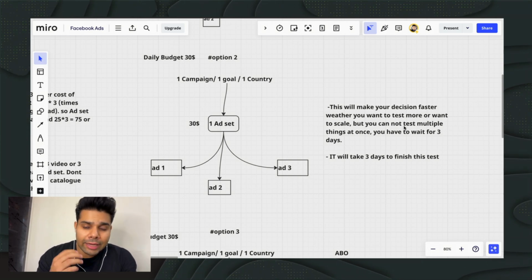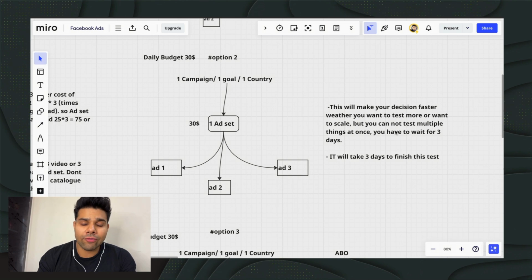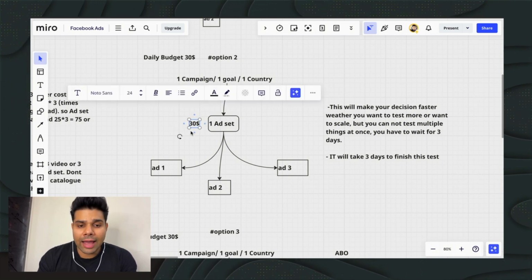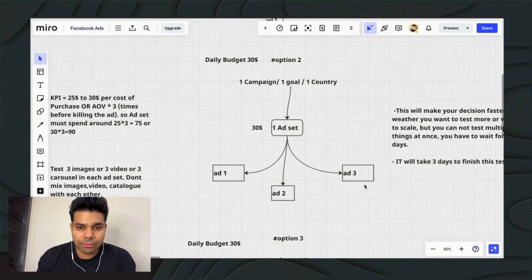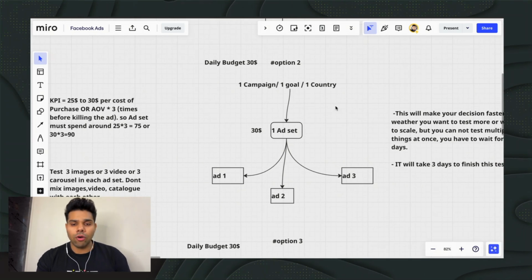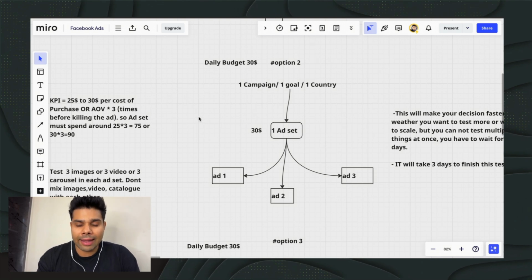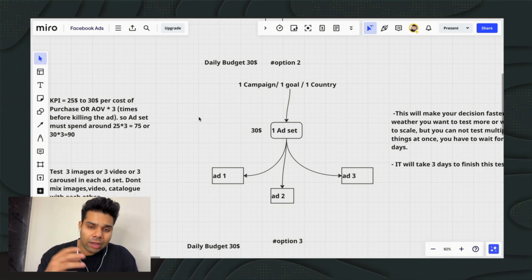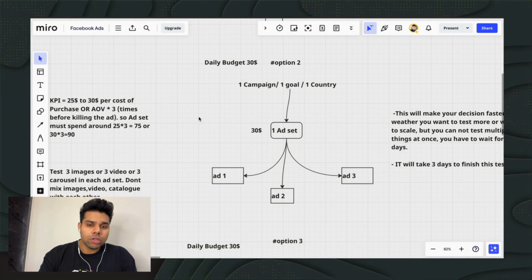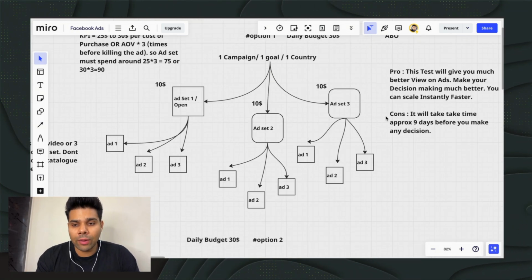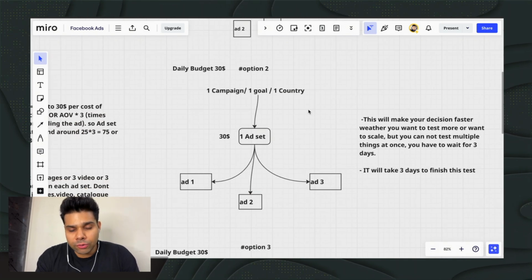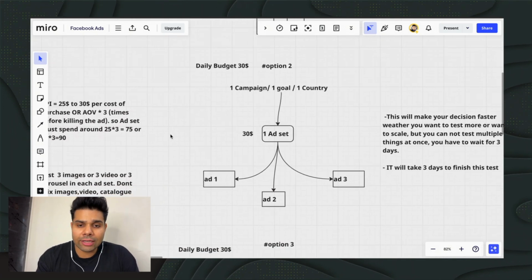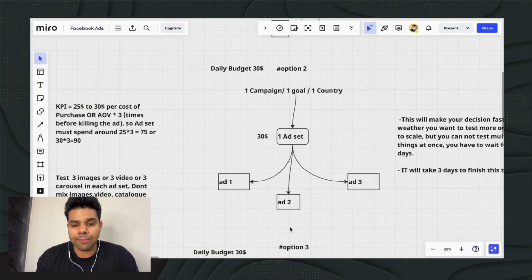But you cannot test multiple things at once. You have to wait for 3 days to spend around $90 before making any changes. It will take 3 days to finish this test. Simple. You don't need to turn on CBO for this, because you are not running any competition or giving any more variables to Facebook. So it totally depends on you. Here you will get a complete decision in 9 days. Here in option 2, you need to wait for 3 days to make the next round of iterations in this setup.